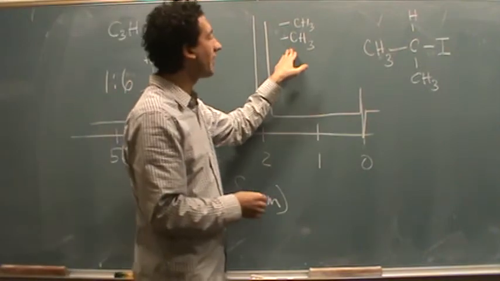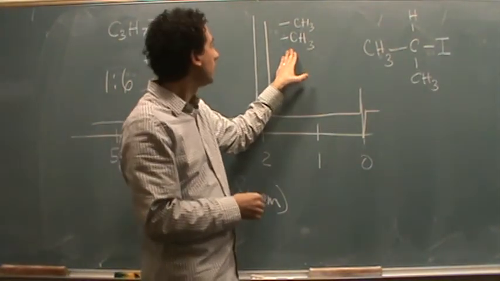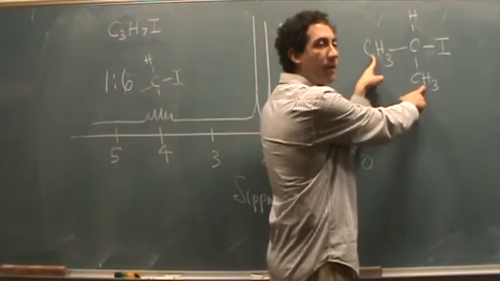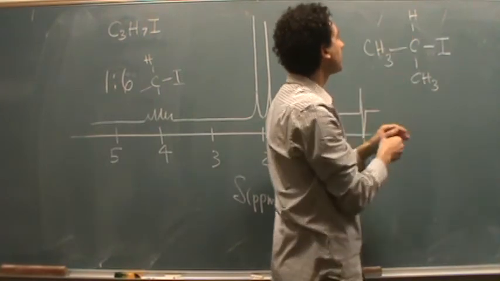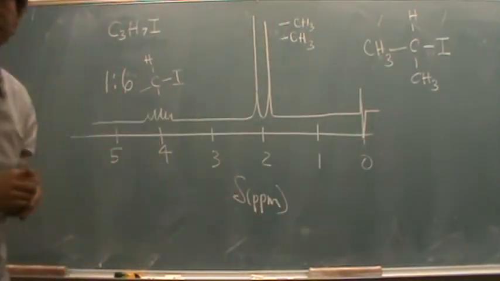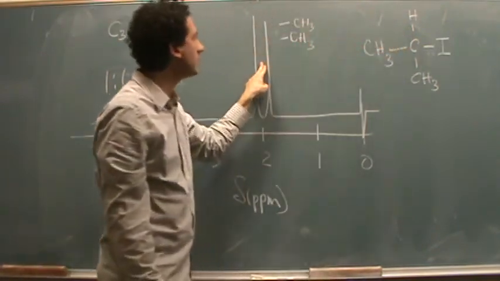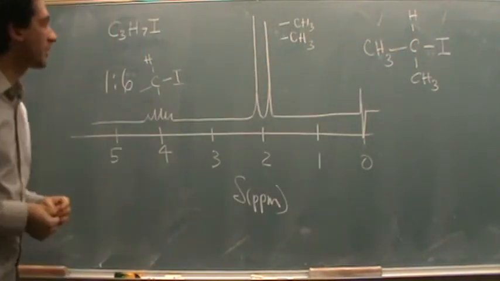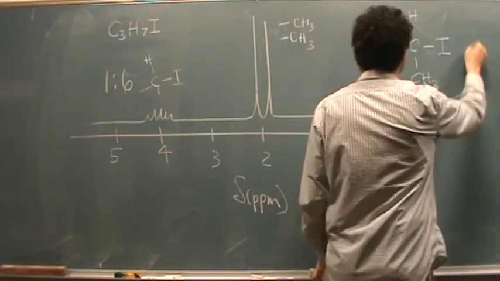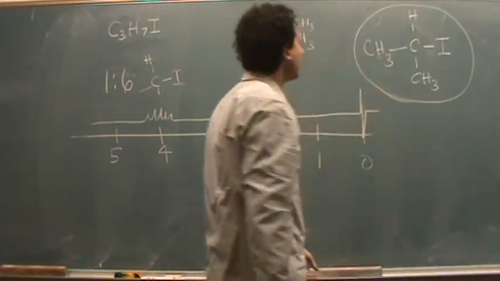Then over here we have 2 CH3s. Those 2 CH3s are all equivalent, and they're next to a single hydrogen. Because they're next to 1, we add 1 to that, and we should get a doublet. And that's exactly what I get. So this is our structure right here, 2-iodopropane.